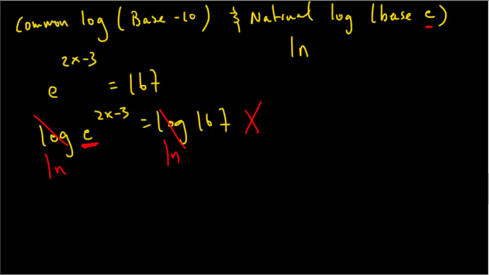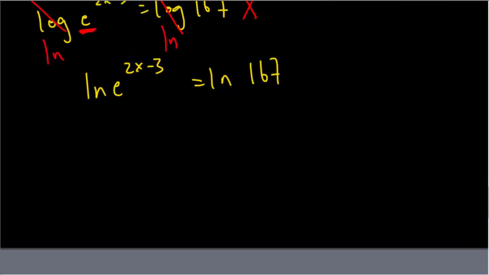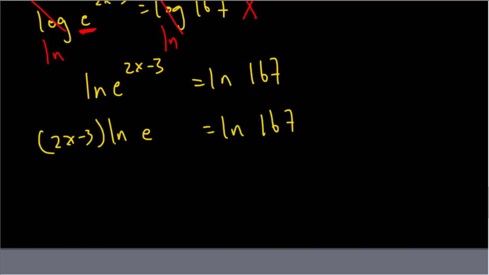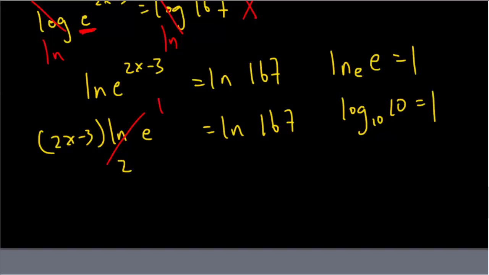So this actually should be ln of e to the 2x minus 3 equals ln of 167. We know that will be (2x minus 3) ln e equals ln 167. Now ln e is just equal to 1, because the natural log is on base e, just like how log base 10 of 10 is equal to 1. So that would just be 2x minus 3 equals ln 167, remember it's all base e.